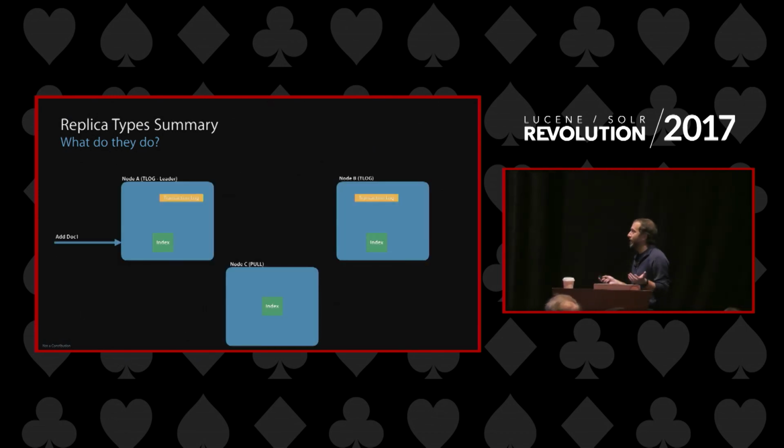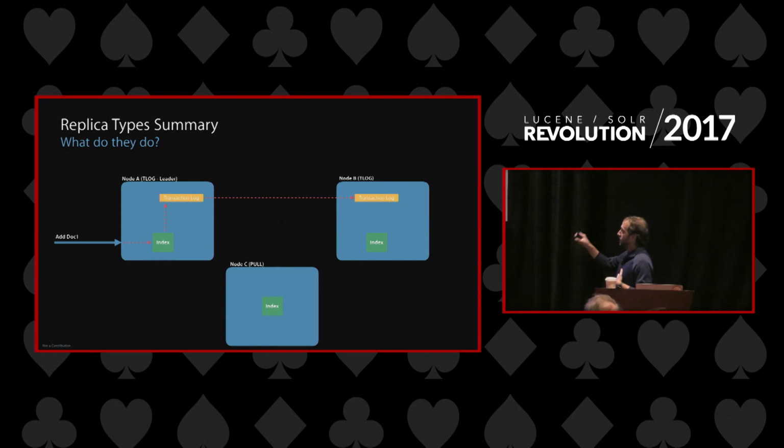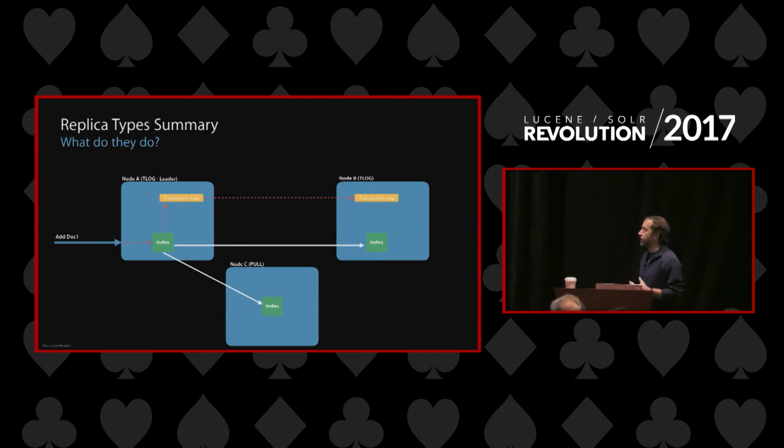So to show the data flow a little bit better, when a document is sent, it will be put in the index and the transaction log of the leader. See, that leader is a TLOG replica, but it behaves like a near real time right now. It will go to all the transaction logs of all the TLOG replicas of the shard, and then the index is going to be replicated to all the TLOG and all the pull replicas.